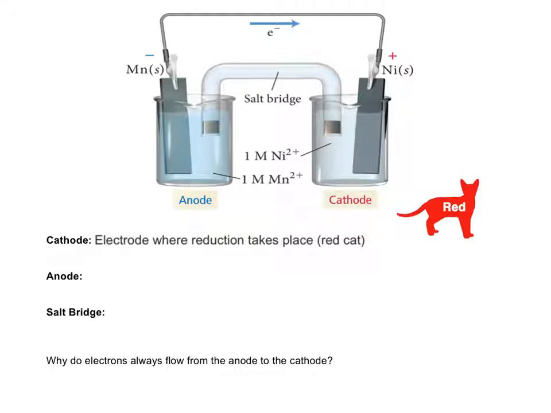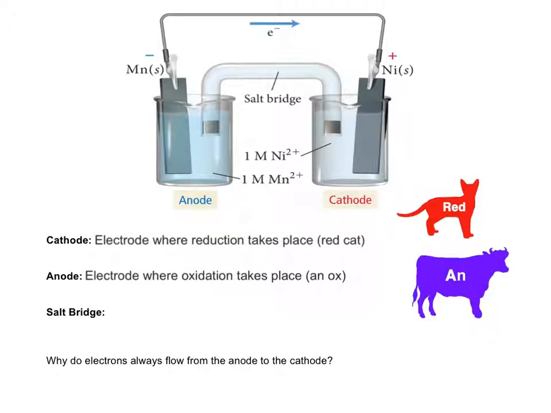All right, and oxidation always happens at the anode. Okay, so sometimes we use the phrase "an ox" to represent the anode, because that's where oxidation happens, and "red cat" is often used to tell you that the cathode is where reduction takes place. Okay, so you just need to keep those straight.